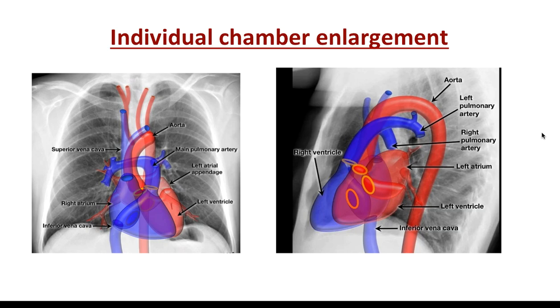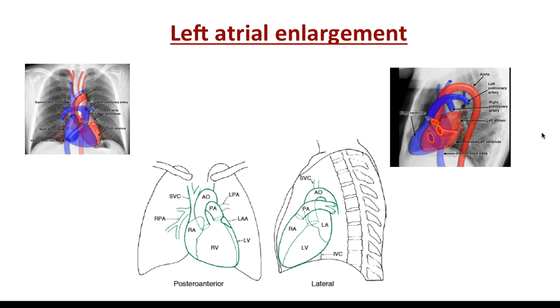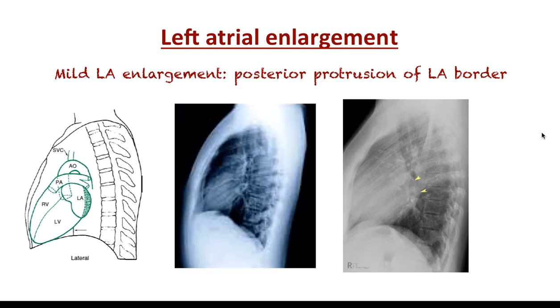Now we'll be looking at individual chamber enlargement, and we'll see how we can diagnose individual chamber enlargement on the basis of X-ray itself. So we'll first go by left atrial enlargement, right? You must have noticed that the left atrium contributes very little to the cardiac silhouette in the AP view or the PA view. It is mainly located in the posterior part of the heart, so it is mainly seen in the lateral view. So what will be the finding in the PA view when there is a left atrial enlargement?